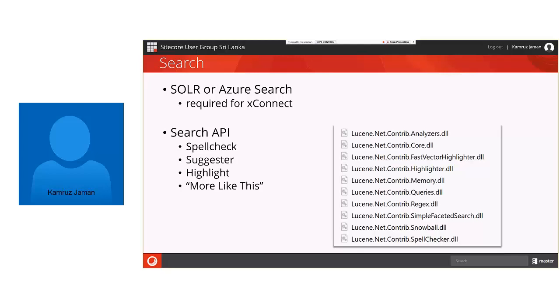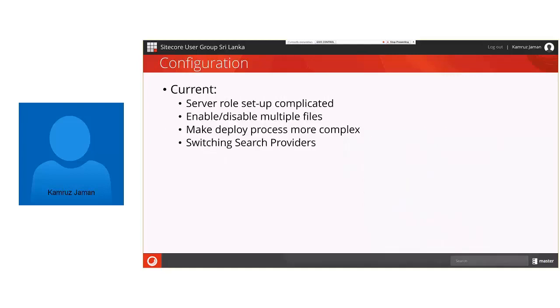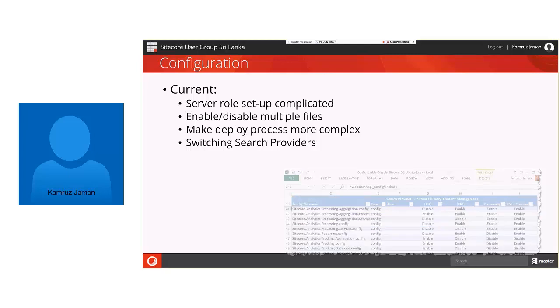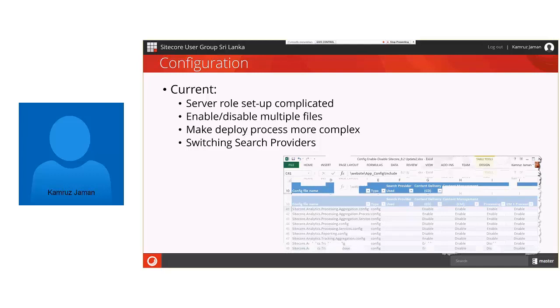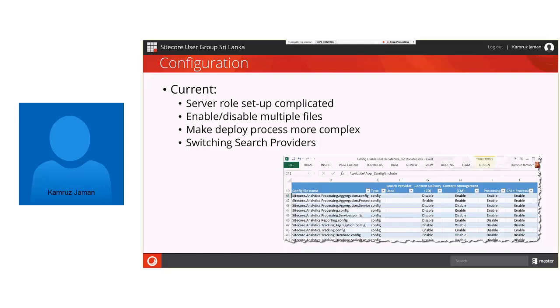So one of the big areas of change which I really like is the configuration. I think for most of us, Sitecore server configuration has been a pain. It's complicated. There are a lot of config files. You've got to enable this one, you've got to disable that one. You've got to enable this setting and disable that other setting, and it makes setting up environments tricky. It makes our deployment processes more complex.